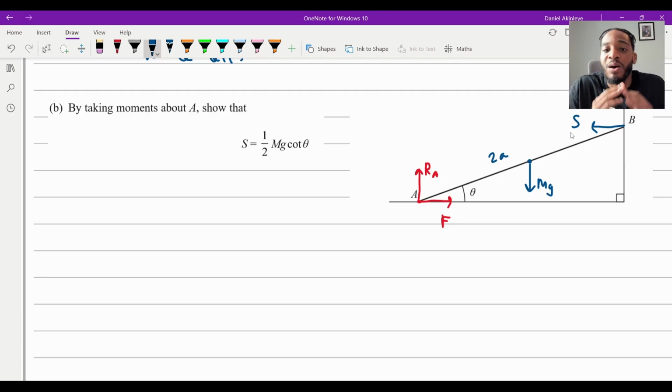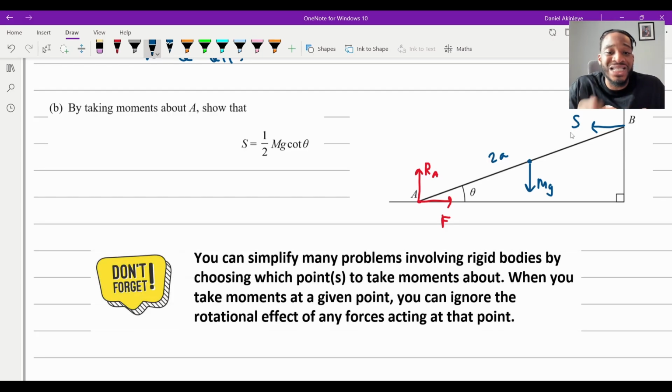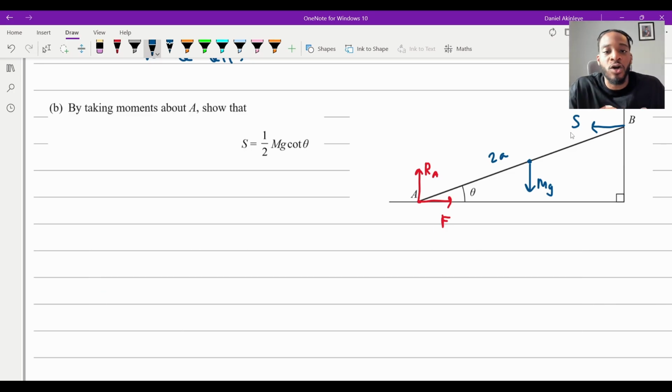Now, we need to take moments about A. Remember, whenever you take moments about a specific point, you can just ignore the forces acting at that point. So the only forces we need to worry about are S and mg. The RA and the F are going to be disregarded if we're taking moments about A.